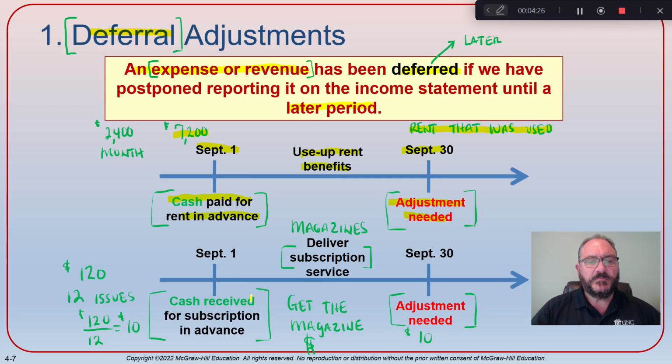Here, the same thing, cash received for subscription in advance. Now, in this case, we're like the magazine company, right? Then we deliver the magazines, and then we need the adjustment. So let's say somebody paid $120 for 12 issues, right? That's $10 an issue. Now, we receive the money in advance, but we can't count it as revenue until we actually deliver the magazines, okay? That's what it's about.